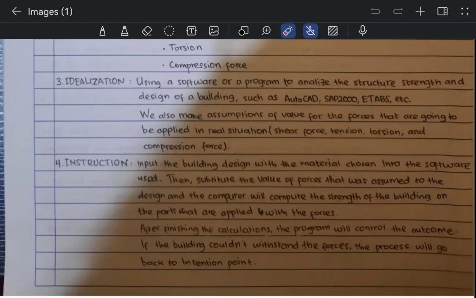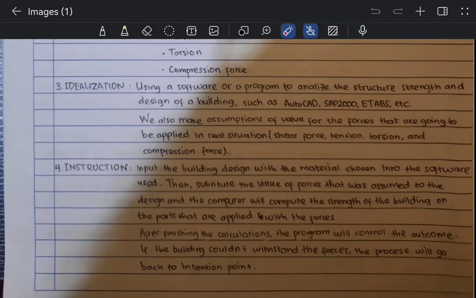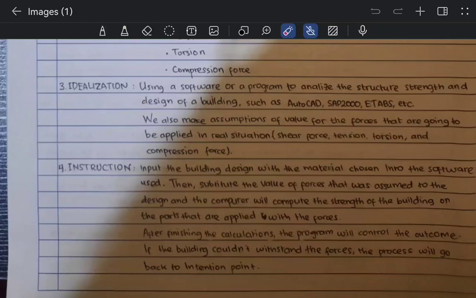And so we get into the last point, which is instruction. In the instruction, we will input the building design with the materials chosen into the software used. Then substitute the value of forces that was assumed to the design, and the computer will compute the strength of the building on the parts that are applied with the forces. So the computer will compute the strength of the building automatically, so we can leave it and let the computer do its work. After finishing the calculations, the program will control the outcome.